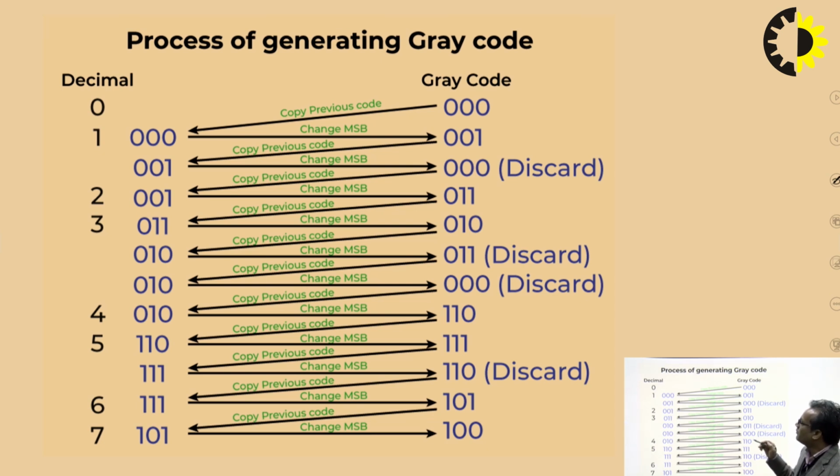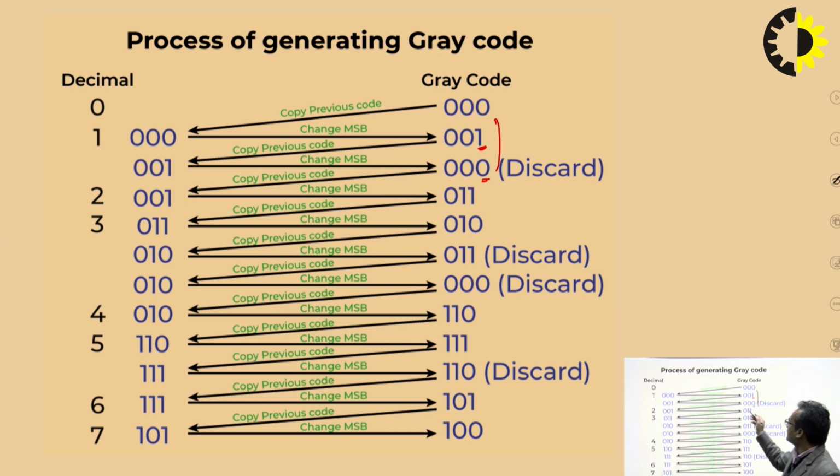For example, if you have 0 0, this 0 0 is copied to the previous code and we change the MSB. So here the MSB is changed. So this is a new number, so we will keep it. Then this number is copied to the previous code 0 1. Again change the MSB. On changing the MSB, you will find the same number as before, so it is discarded.